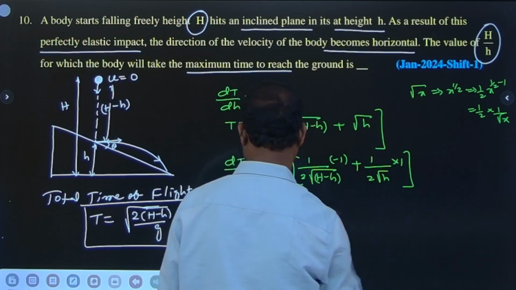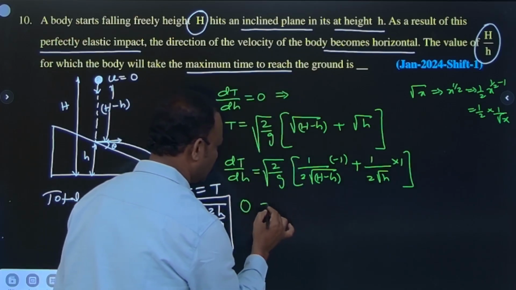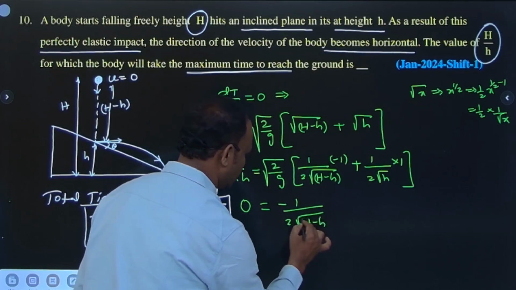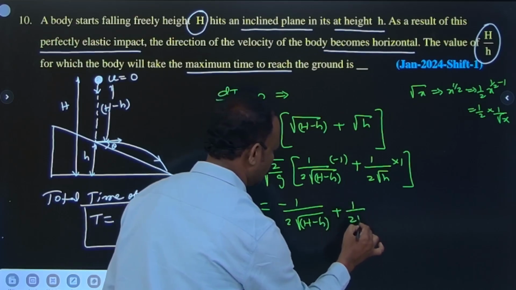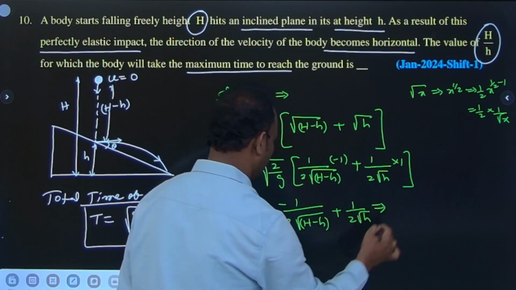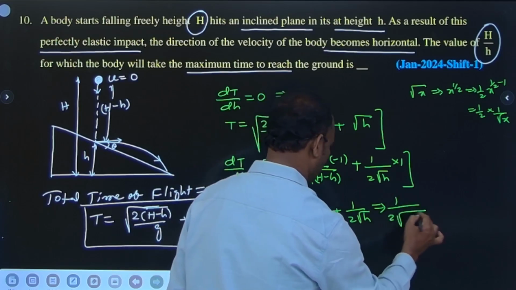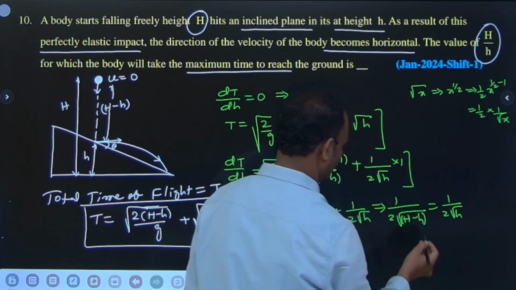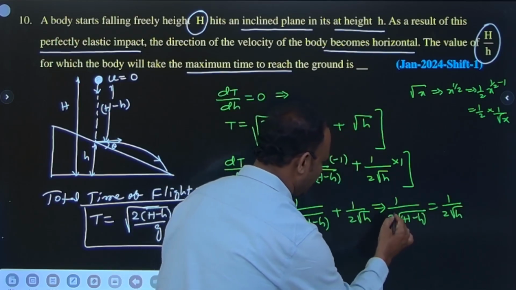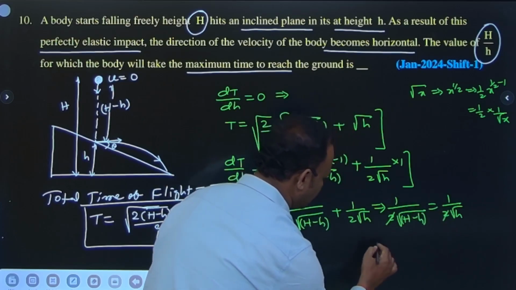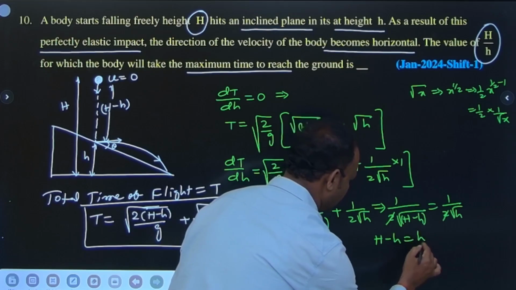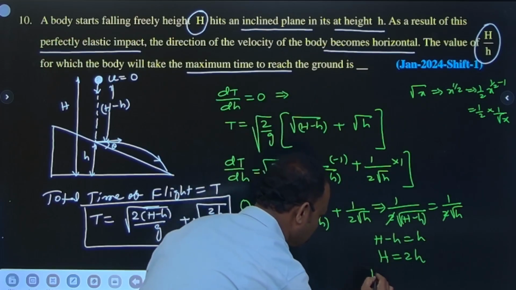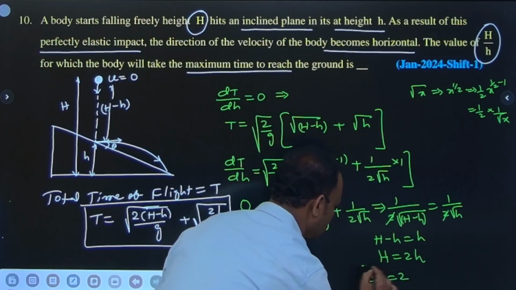So this term is 0, equal to minus 1 by 2 root H minus h, plus 1 by 2 root h. So from here, 1 by 2 root H minus h is equal to 1 by 2 root h. Go for cross multiplication. 2 and 2 cancel, and the roots cancel. H minus h is equal to h, so H is equal to 2h. What is being asked? H by h. H by h is equal to 2. The answer is 2.